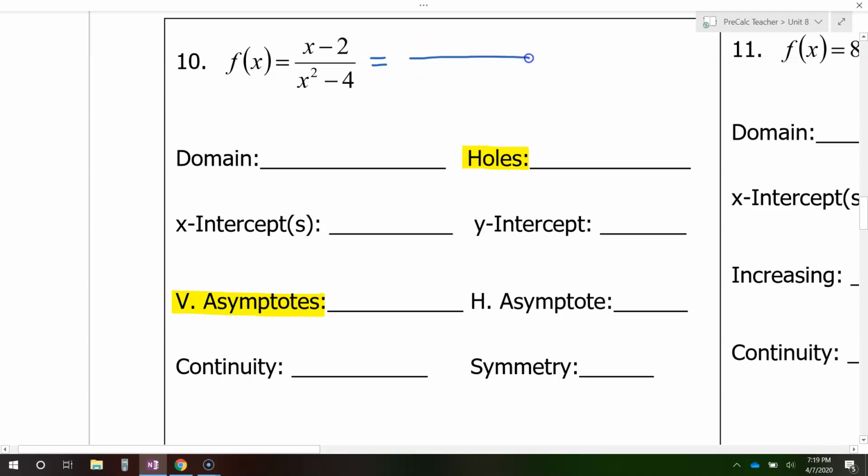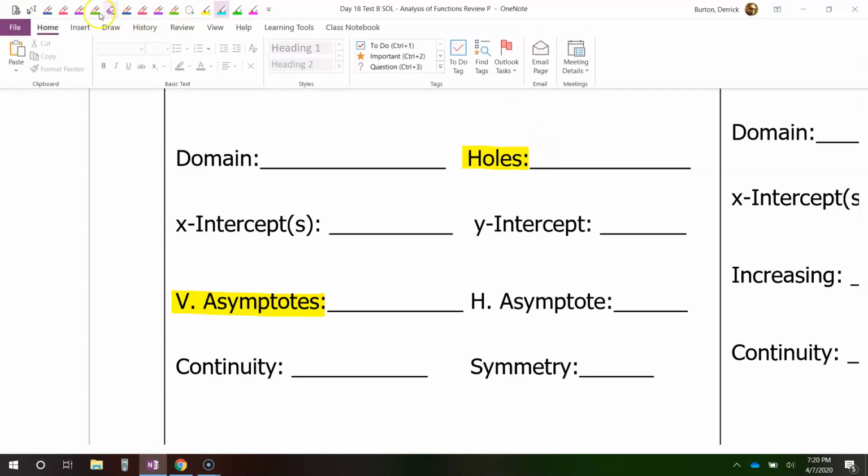I'm noticing that I can factor the denominator as x plus 2 and x minus 2, and the numerator is x minus 2. Writing in factored form is so important because holes happen when a factor cancels out. So in factored form, you can see that we have these two factors that are the same in the numerator and the denominator. This is going to lead to a hole. So there's going to be a hole.